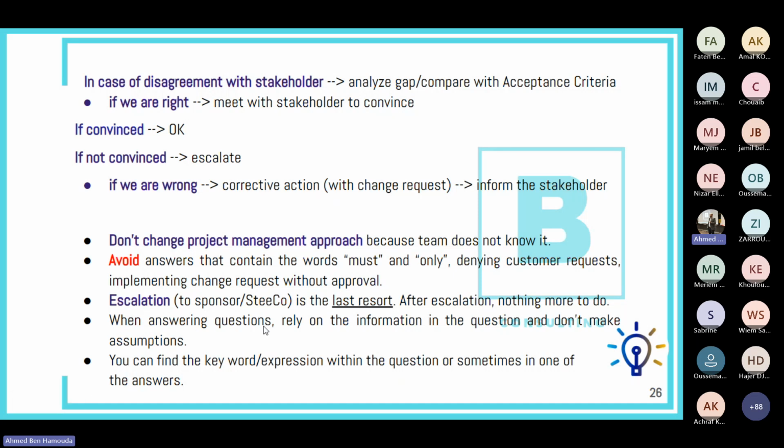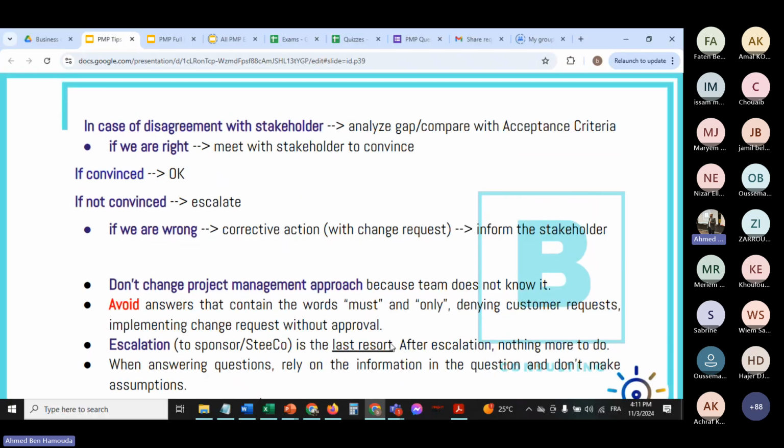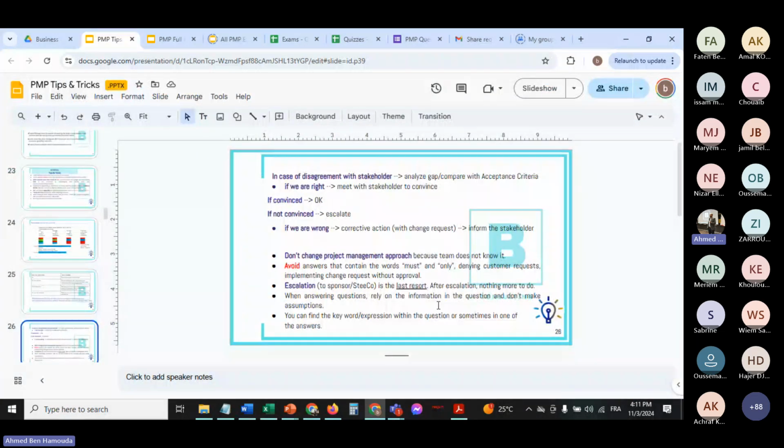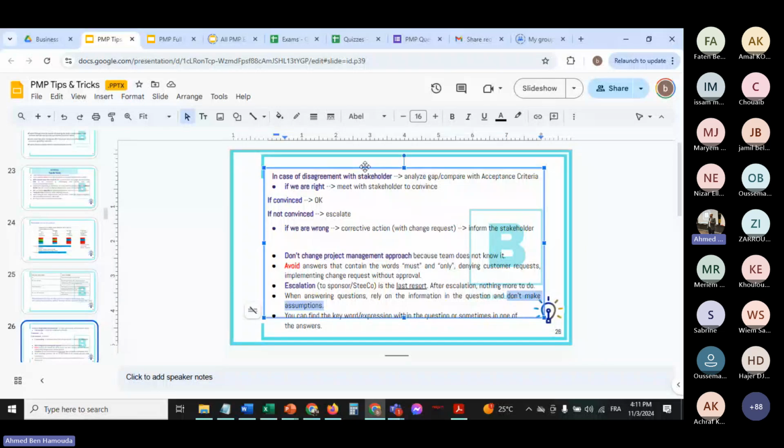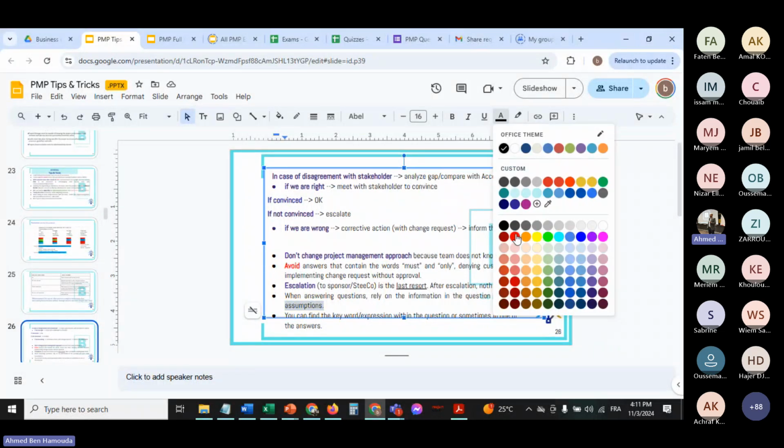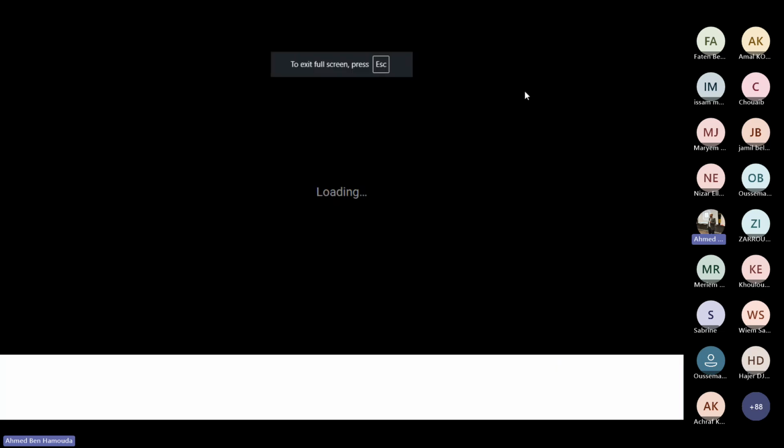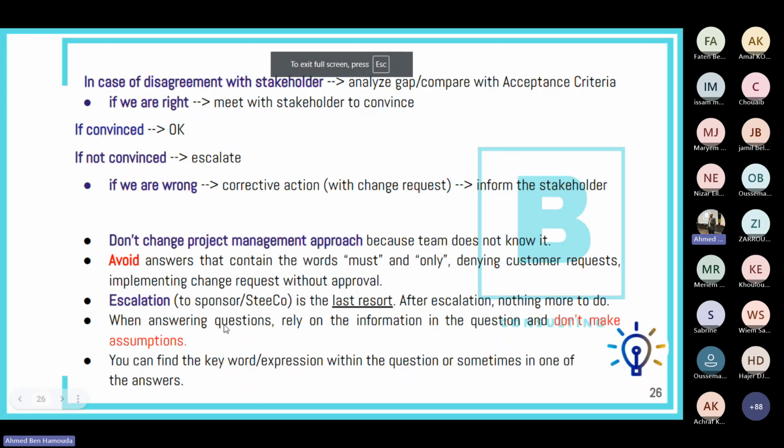When answering questions, you need to rely on the information of the question and don't make assumptions. Now, very important. Let me put that in red for you. Don't make assumptions. Don't assume they mean this, they mean that. No, just rely on the information in the question. Whatever is written in the question, live with it. Just consider that. Don't assume. So please don't make assumptions.